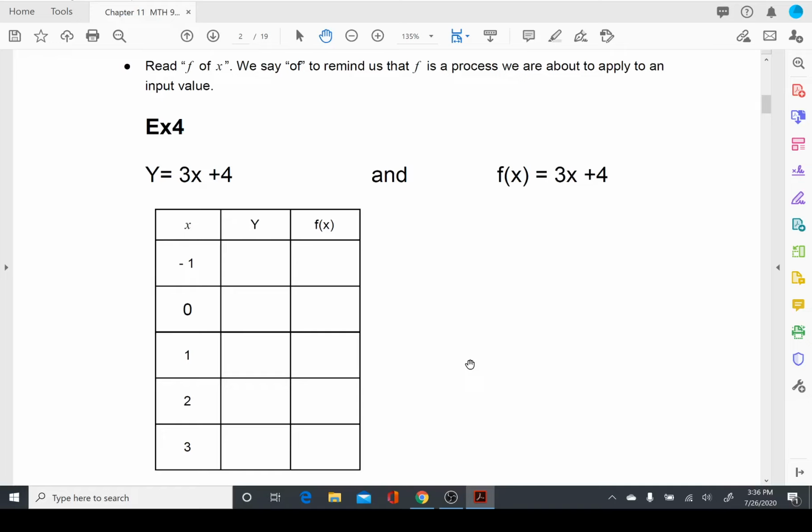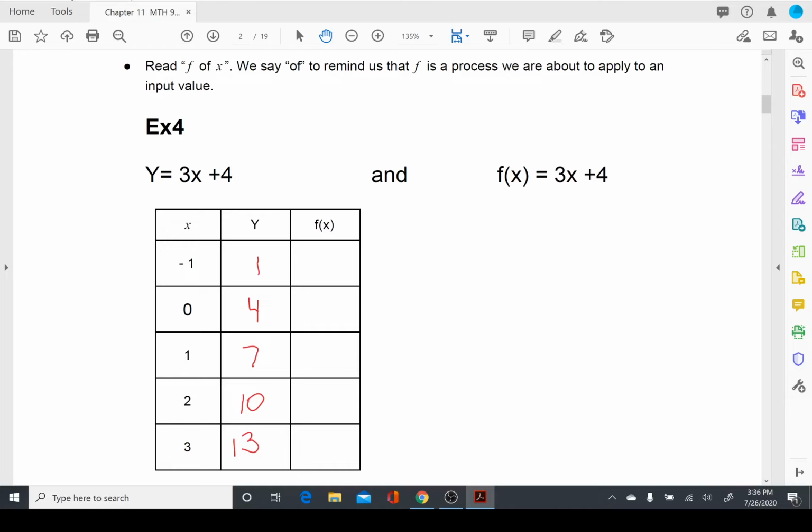That's not too unfamiliar. So if I put negative 1 in for x, and I multiply it by 3, and then I add 4 to it, I would get the output of 1. If I put in 0, I would get the output of 4, and it makes me feel like I made a mistake up here. Output of 1. Then I would have the output of 7, 10, and 13.